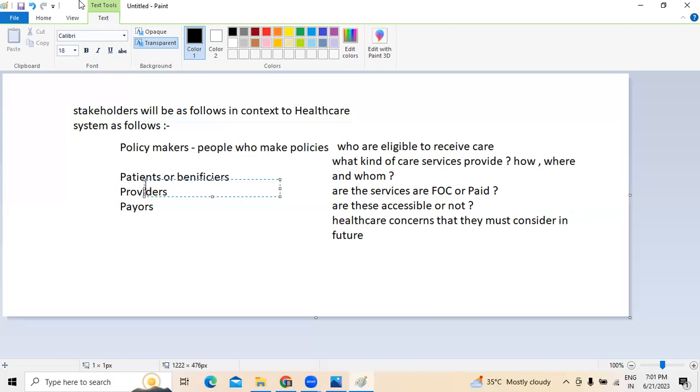Next, being a business analyst, to what extent are we connected to these patients or beneficiaries? Hardly at all, because being a BA, we are not getting into the second point. But for providers, there are some job opportunities you see.